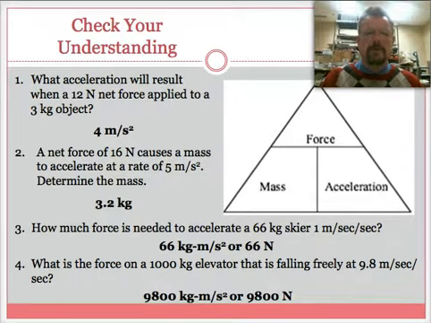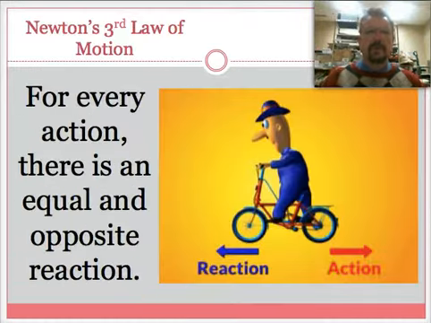How much force is needed to accelerate a 66 kilogram skier at 1 meter per second squared? 66 newtons. And what is the force of a 1,000 kilogram elevator that is falling freely at 9.8 meters per second squared? 9,800 newtons.